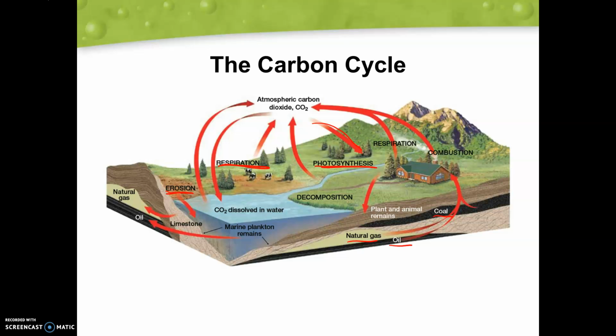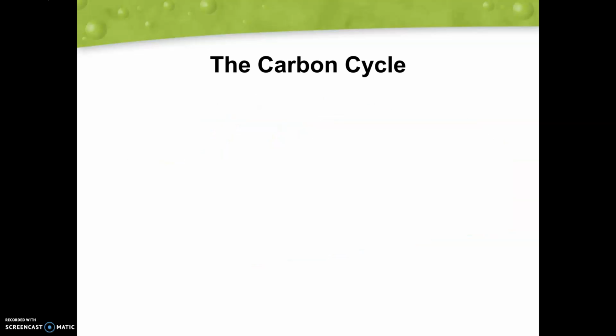And usually with an erosion, we're going to see that carbon dioxide is going to be dissolved into the water, and the use of our natural resources is going to go to combustion. We also see decomposition helping with bringing that back into our different plants and animals here as well. So with decomposition, we're taking those dead organisms and bringing it either into the atmosphere or into our ground with limestone or natural gas or oil and coal, all those different things.